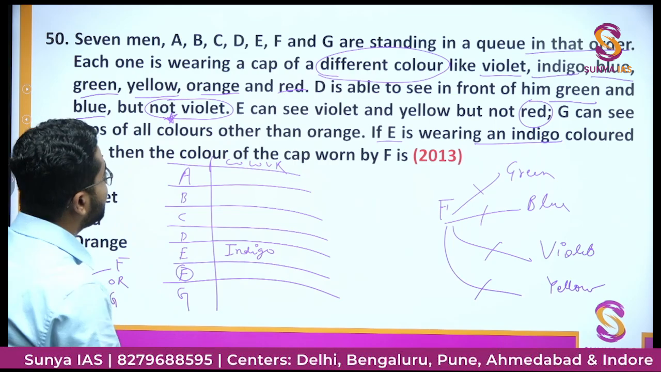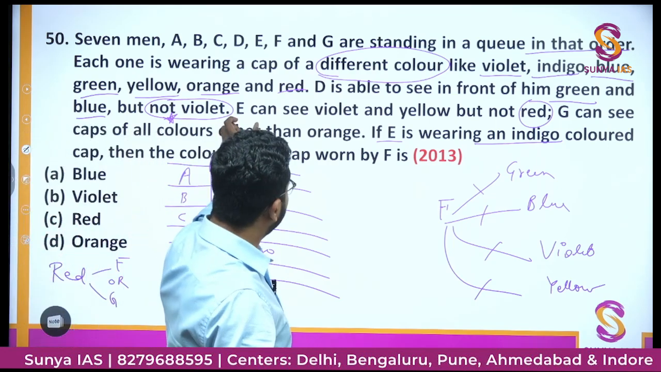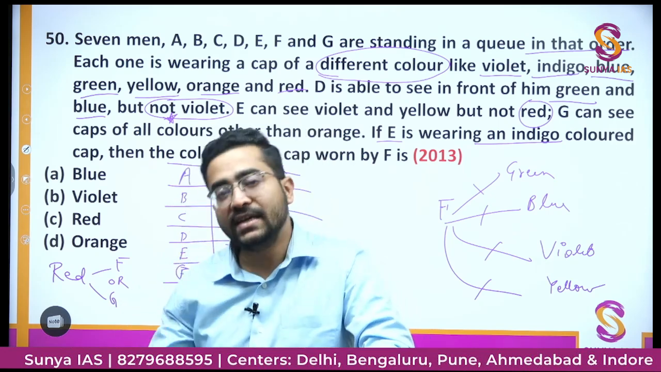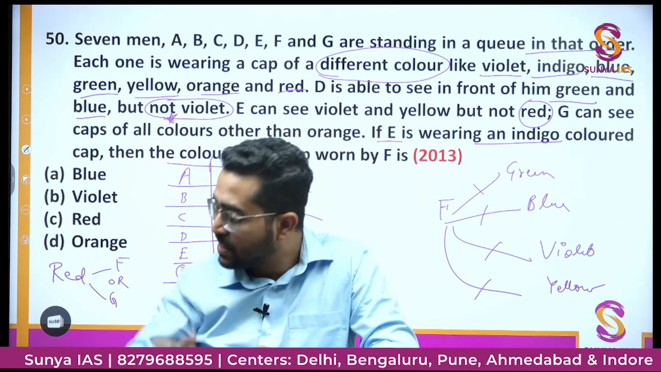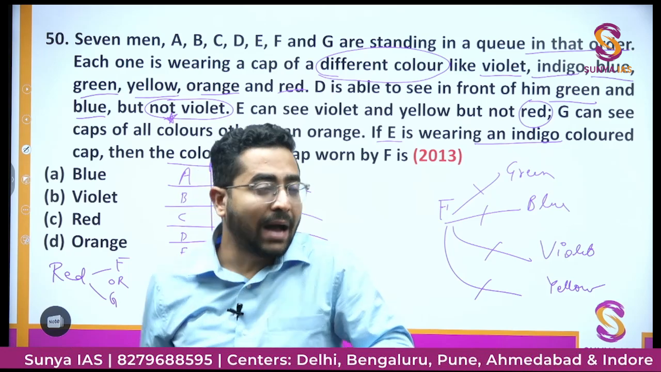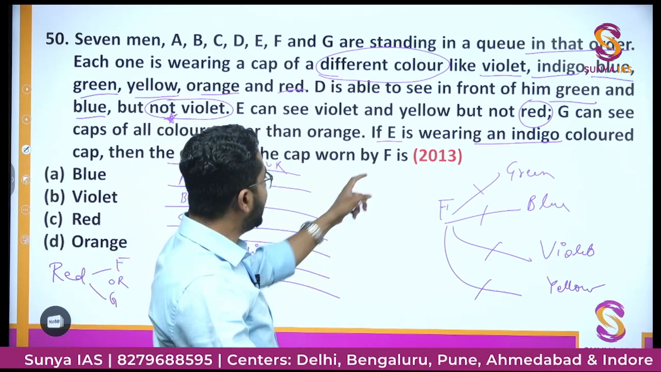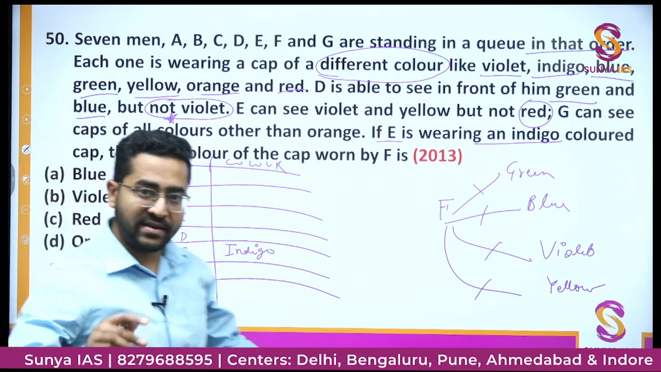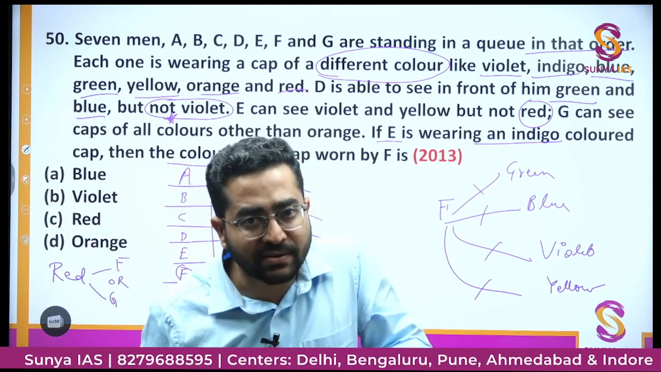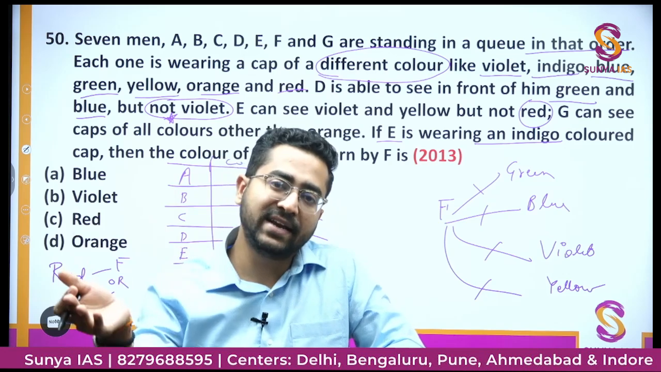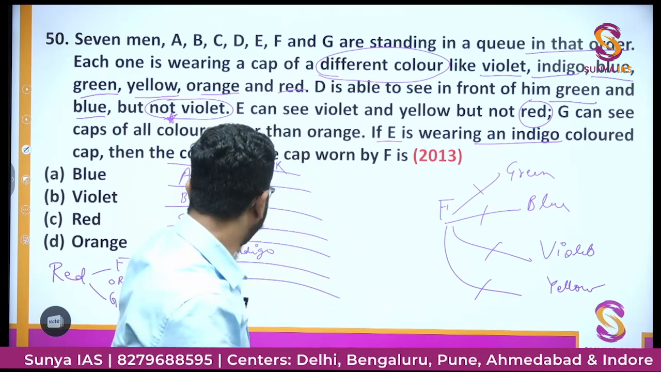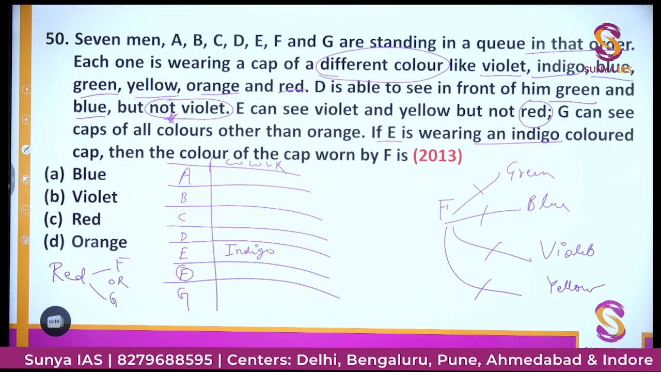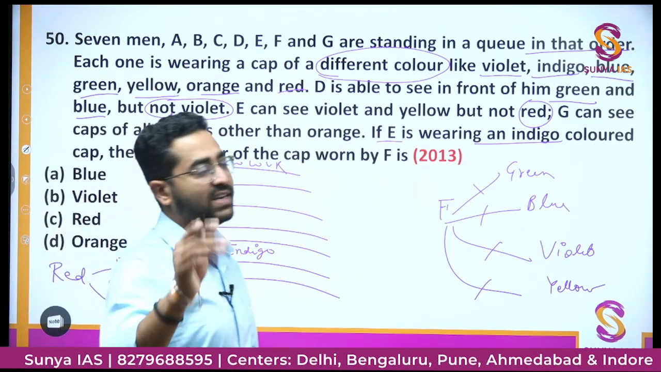Now it says E cannot see red. That means either E is wearing red, because he cannot see his own cap, or someone behind him is wearing red. Now in the question it is given that E is wearing indigo. So who can wear red? Either E or those behind him, but E has not worn it. So the people behind E, that is F and G. Either F is wearing red or G is wearing red.